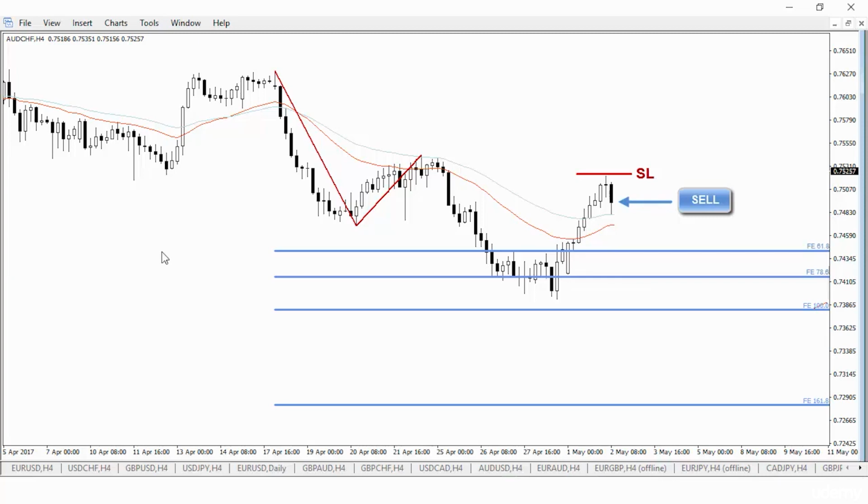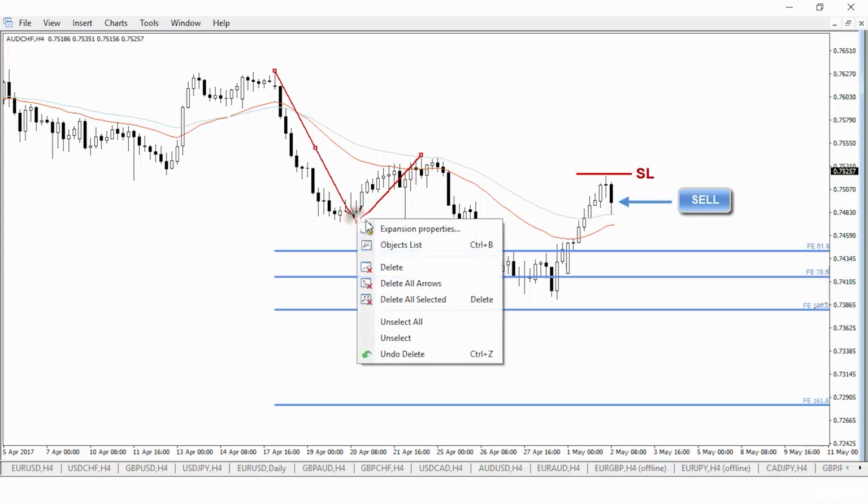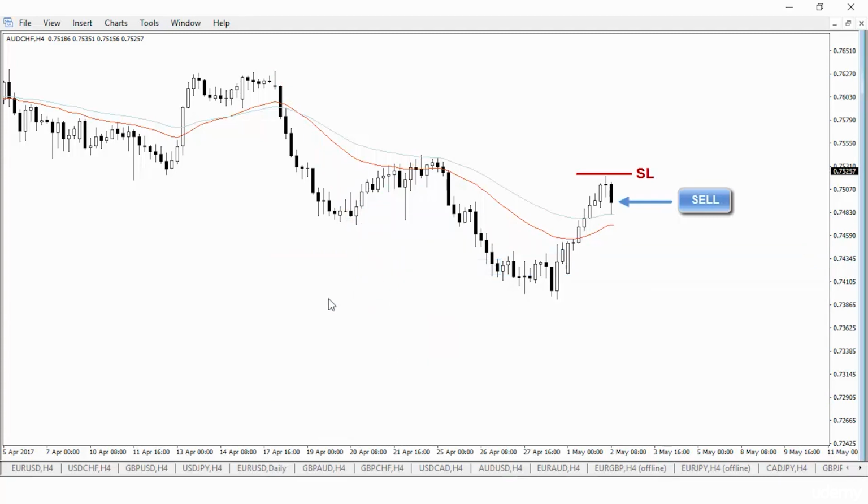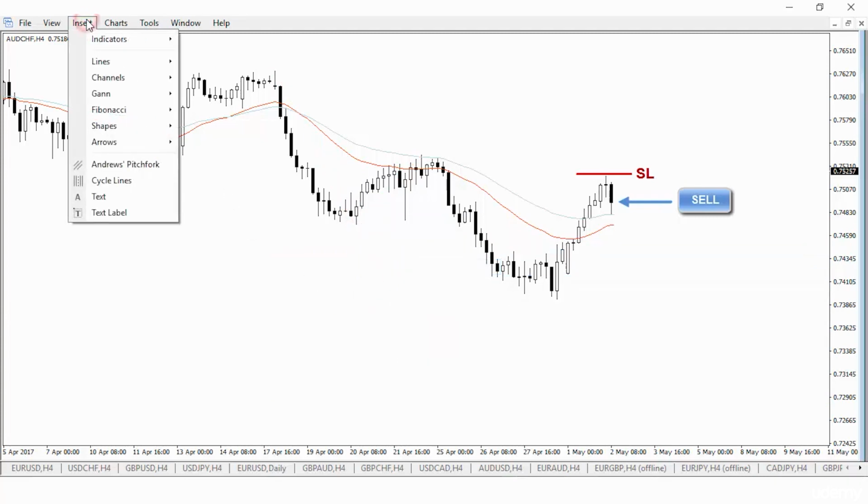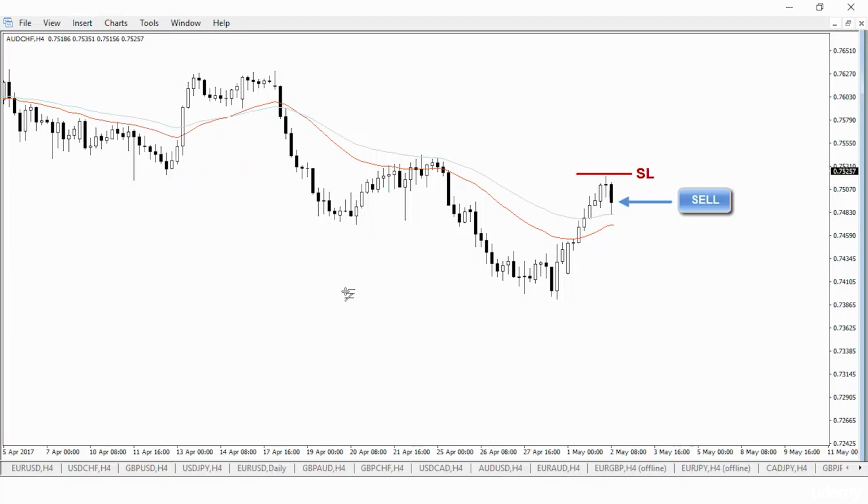Now to look for the profit level, let's bring up the Fibonacci expansion tool again. Click the Insert tab, go to Fibonacci, and from here select expansion. Now repeat the same process as the previous one. Click and drag the cursor from the previous lower high level to the current lower low level.